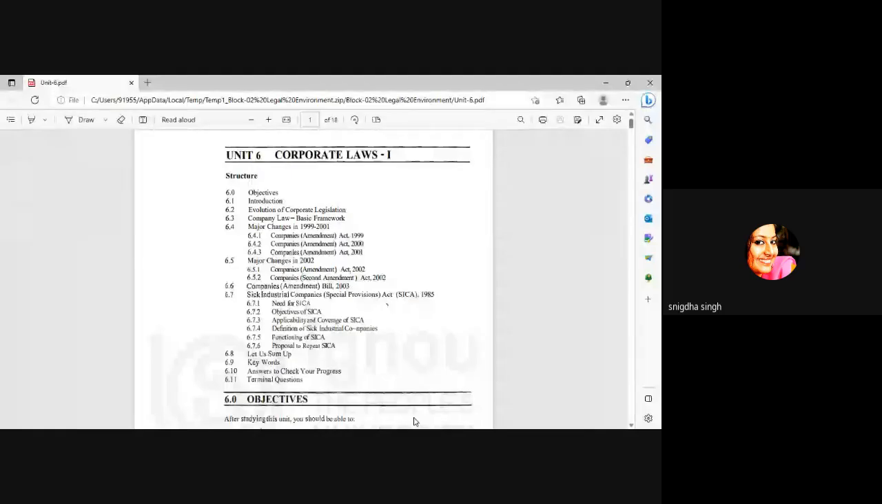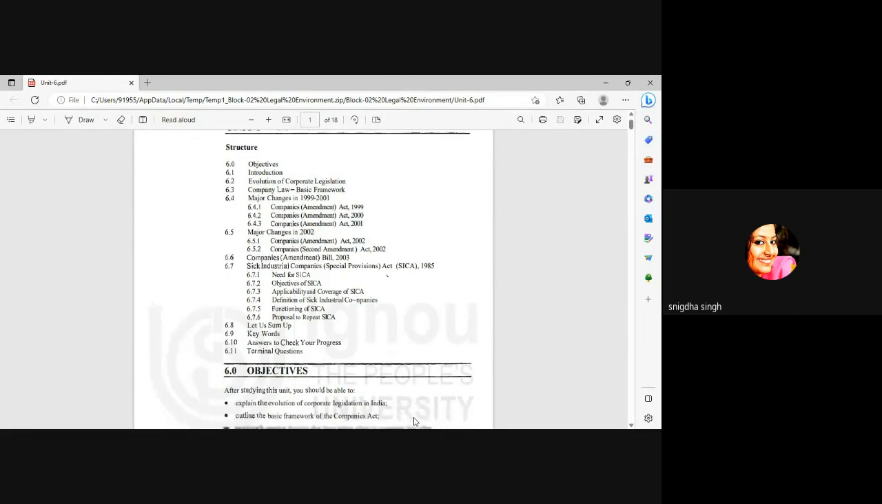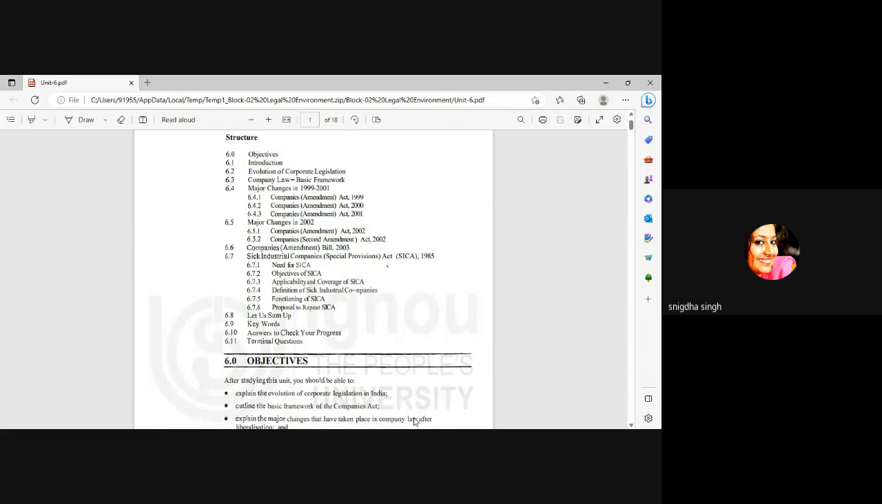So we're starting with Unit 6, which is Corporate Laws 1, and Corporate Laws 2. Those are Unit 6 and Unit 7. So corporate laws are very heavy in number. The data that is being shared here, a lot of amendments and acts are referred to here.